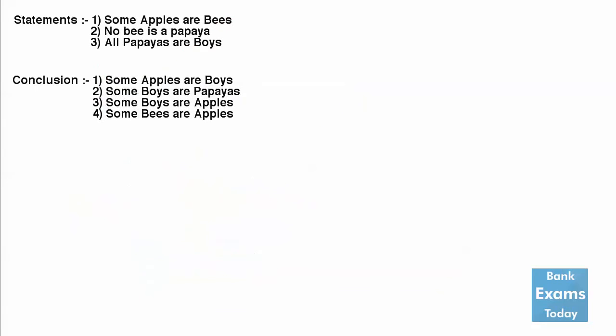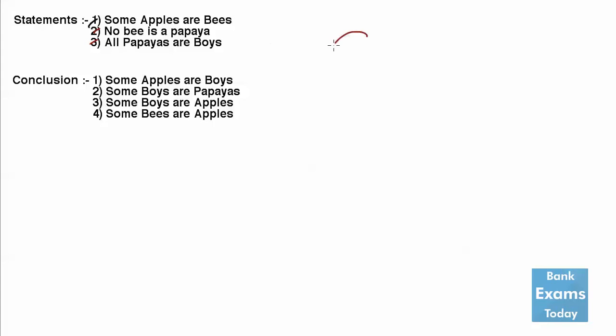Okay, let's do one more question. There are three statements and four conclusions. So first of all, some apples are bees, no bee is a papaya, and all papayas are boys. So let's draw the diagram for each of the statements.